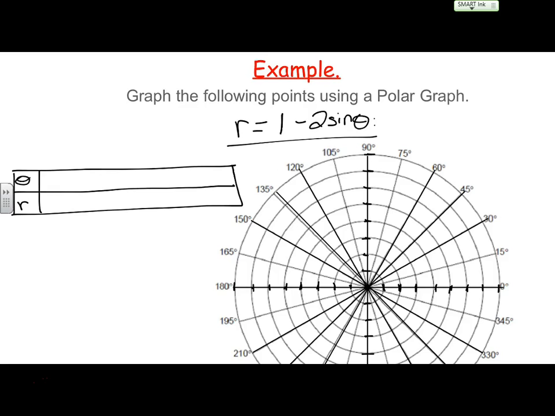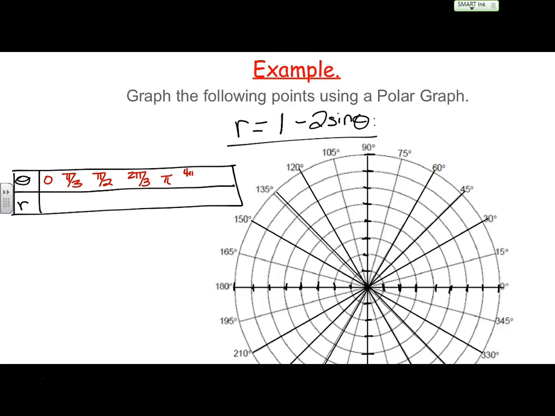In polar graphs, theta is like the x in the sense that it is the independent variable, and r is like the y in the sense that it's the dependent variable. So I would plug in 0. Sine is nice at pi over 3, at pi over 2, at 2 pi over 3, and at pi. I'll do a couple more.